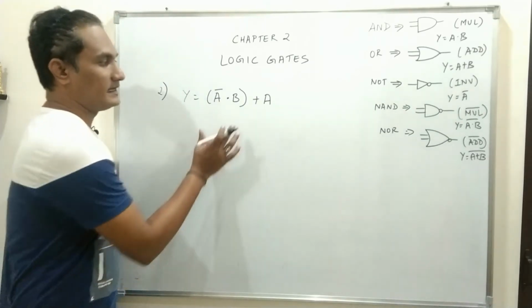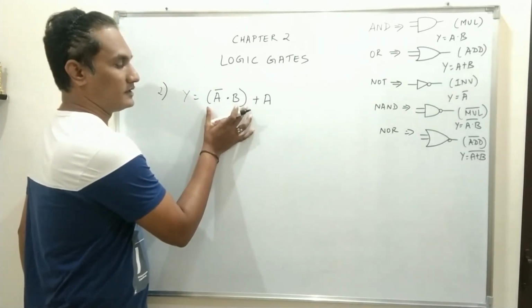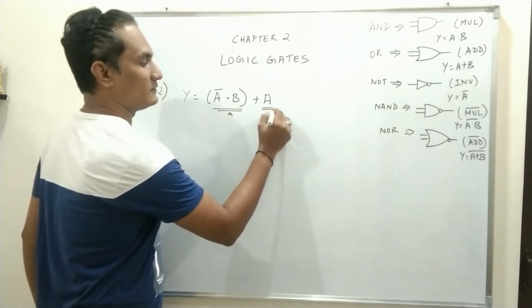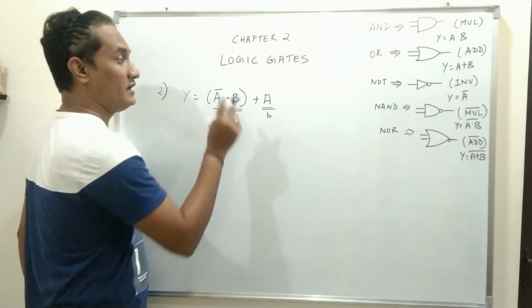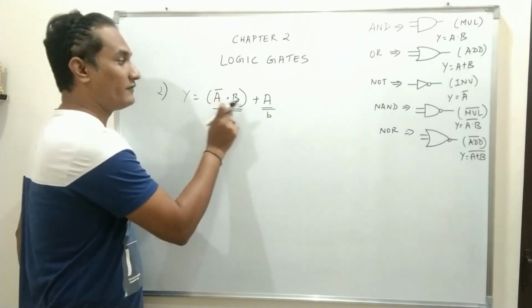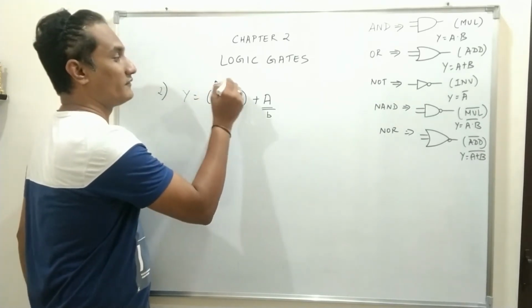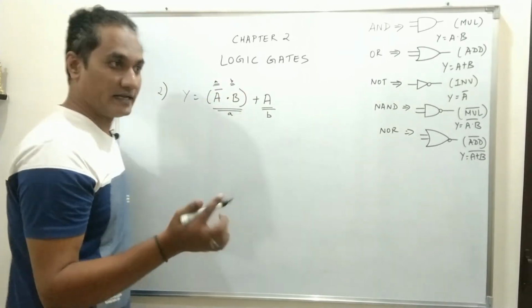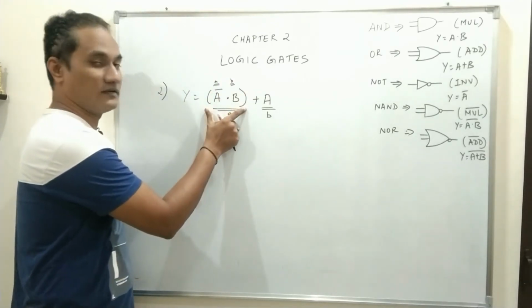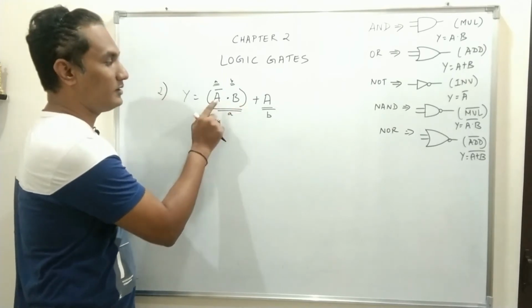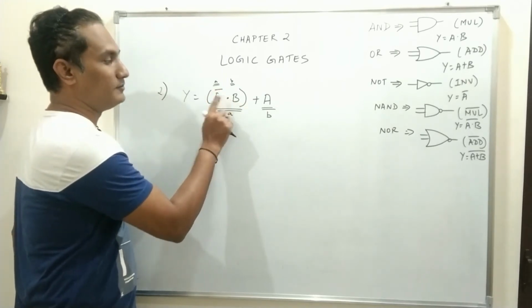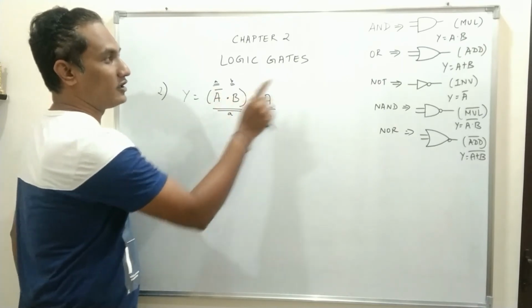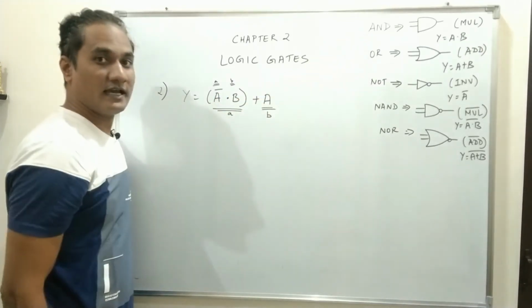Again, as I said, the variable in the bracket has to be considered as the first expression. This will be considered as the second expression. Within that bracket, again you have two variables, so this will be the first variable and this will be the second variable, and that is how you have to design. First you have to consider the variables in the bracket. What is the variable? It is A bar dot B. A bar and B is connected by dot sign, and dot sign indicates AND operation.